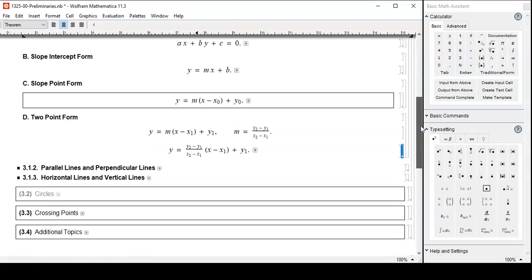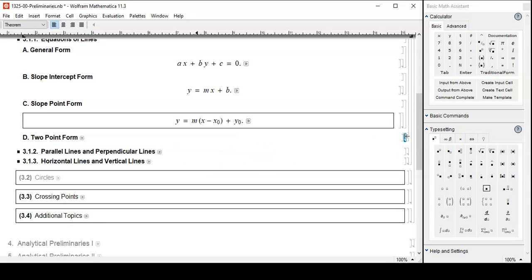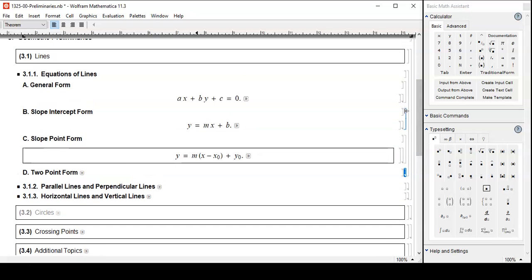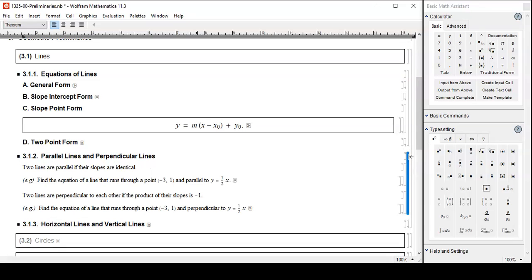So that's the two-point form. You can deduce it easily from the slope-point form. Plug in one point, x1, y1 there, and then use the slope formula, or rise over run, difference of y coordinates over difference of x coordinates. Okay, so much for the equation of the lines. Let's keep this one alive because that's the most important and useful. And let's go to some exercises on parallel lines and perpendicular lines.